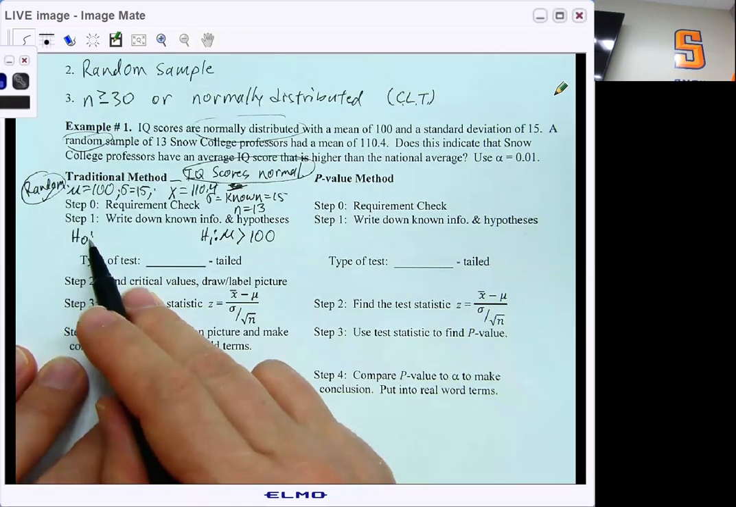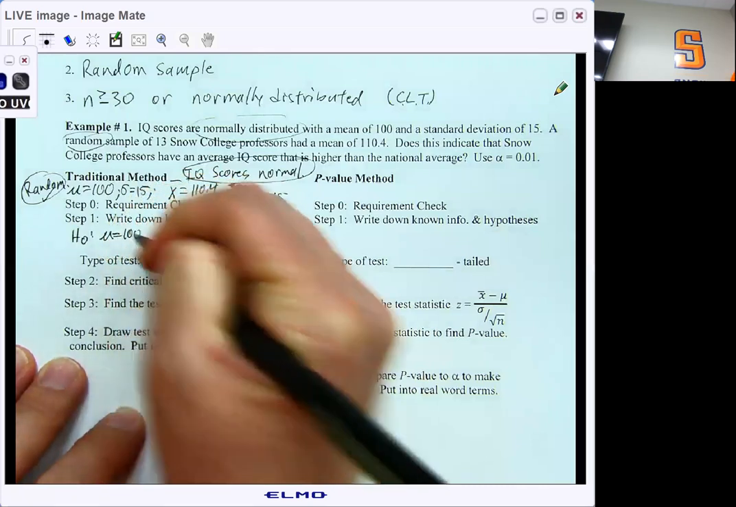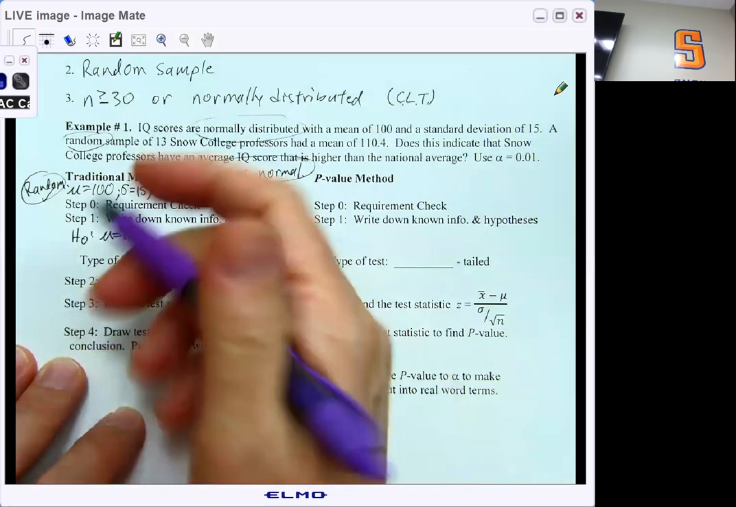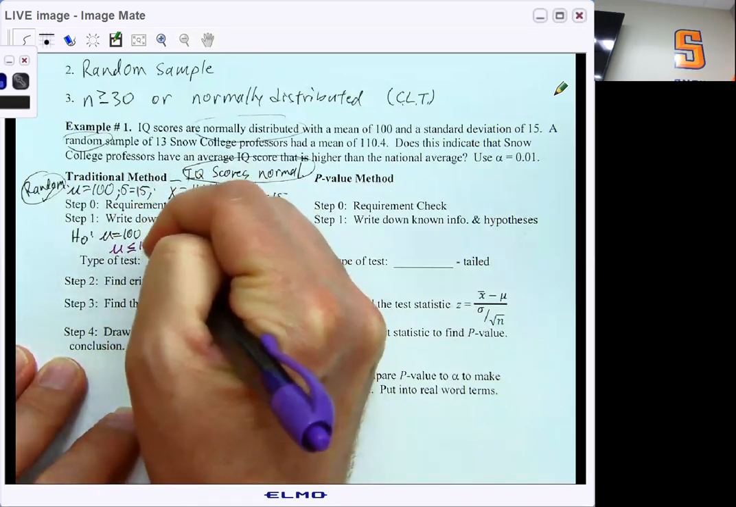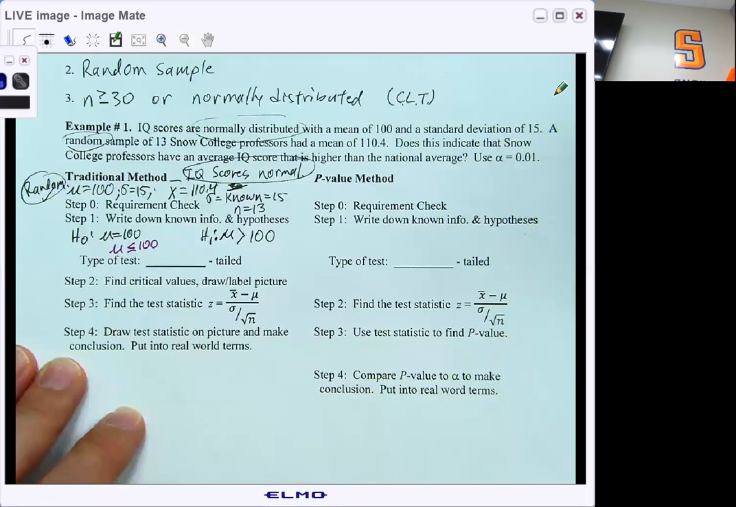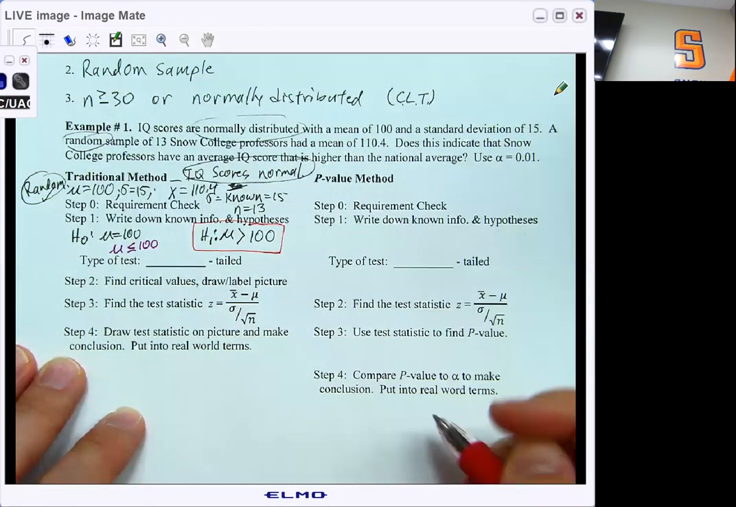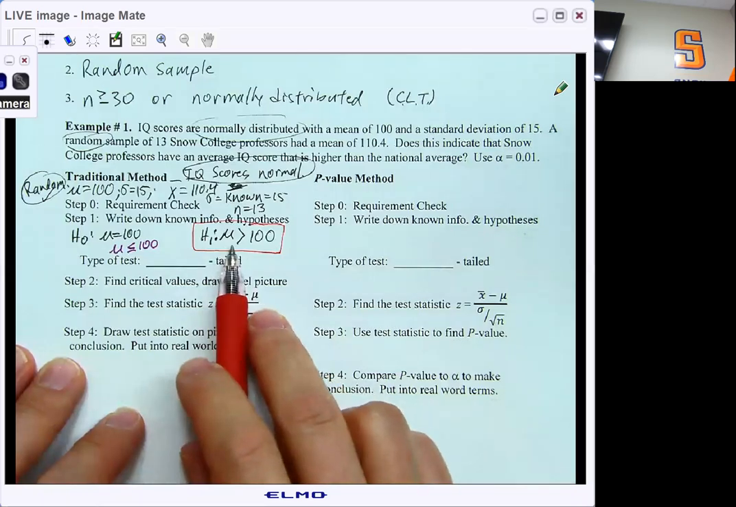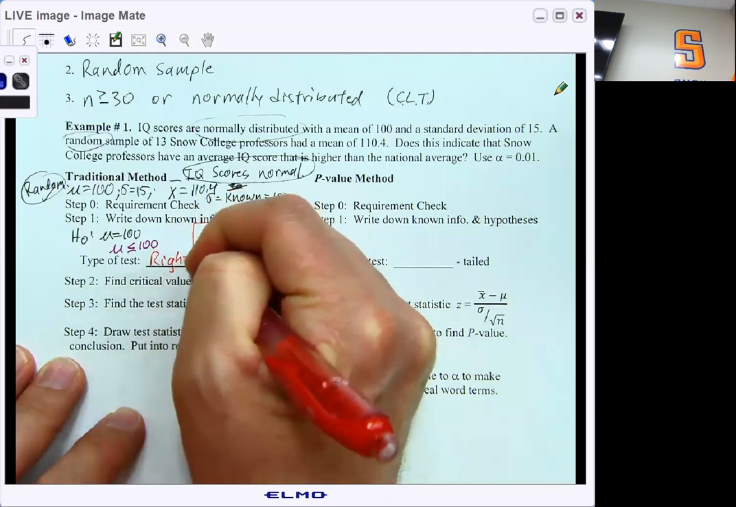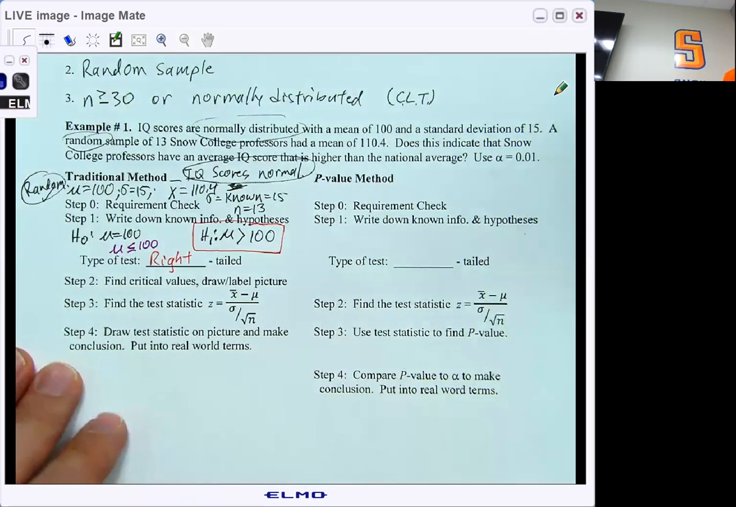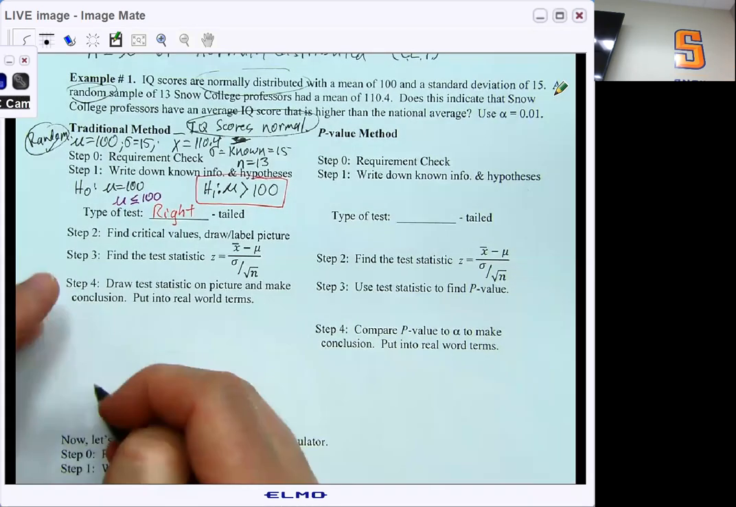So our null hypothesis would be mu equals 100. But if you want to get really technical, you could write mu is less than or equal to 100. However, the claim we're putting on trial, our alternate hypothesis, is that mu is greater than 100. So this would be a right-tailed test.